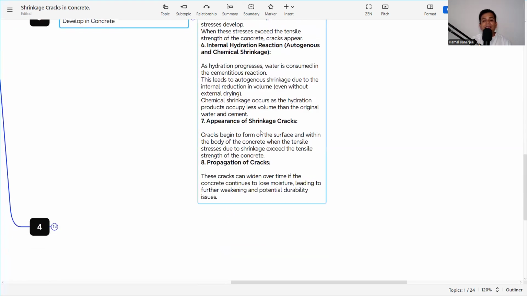Then, how does the appearance of shrinkage cracks happen? Cracks begin to form on the surface and within the body of the concrete when the tensile stress due to shrinkage exceeds the tensile strength of the concrete. So they come in the body and on the surface, but it's not a structural crack. That is why it is not that harmful, but we need to be very careful to avoid shrinkage cracks. Then propagation of cracks: these cracks can widen over time, and if the concrete continues to lose moisture, it leads to further weakening and potential durability issues.